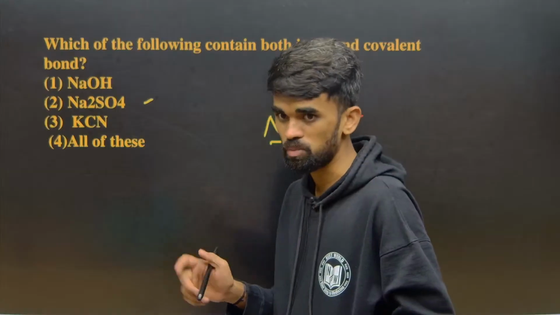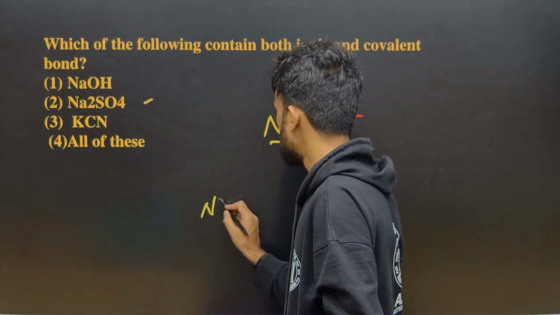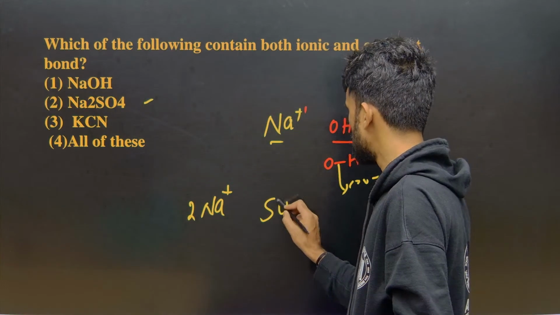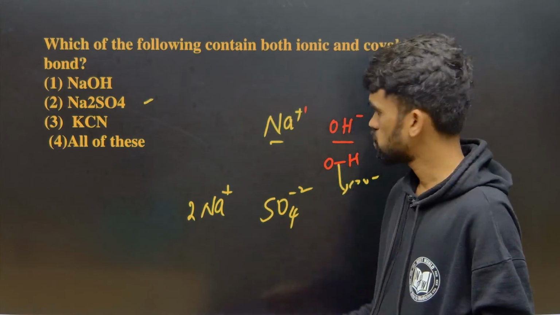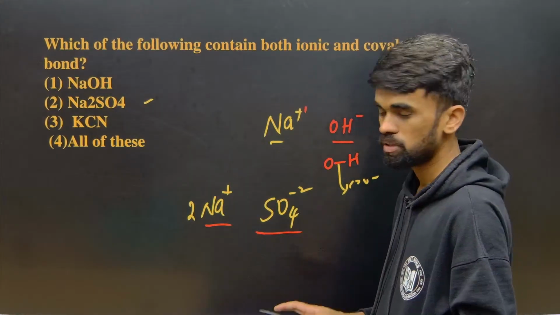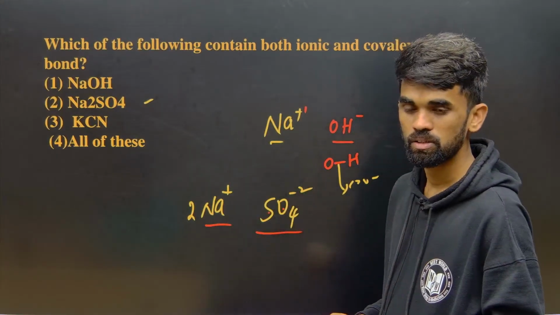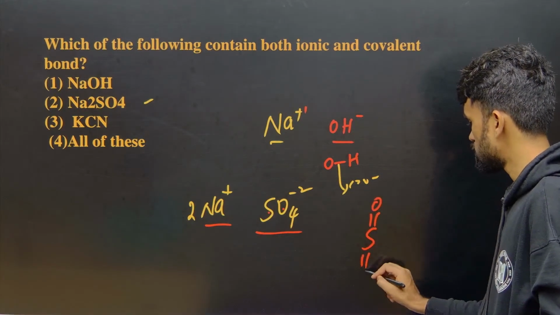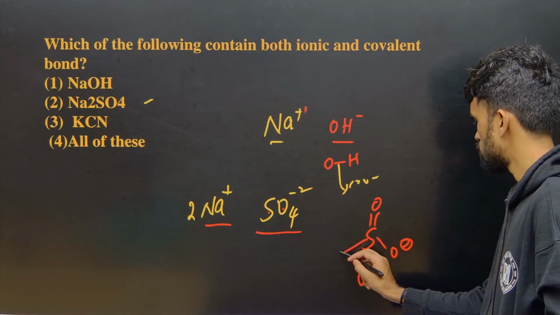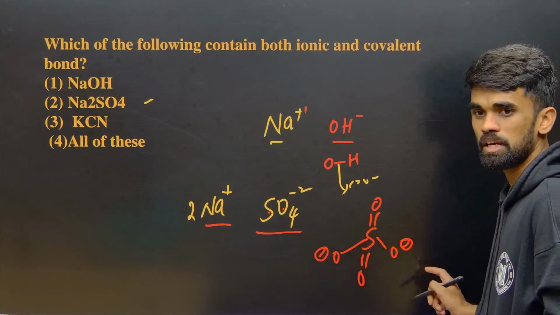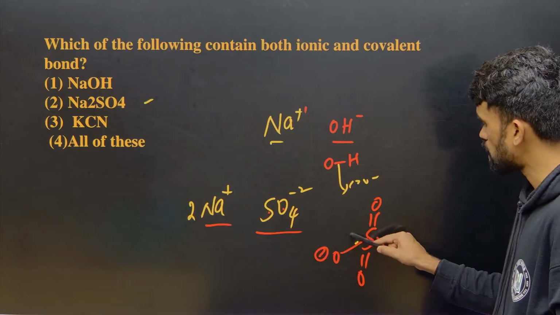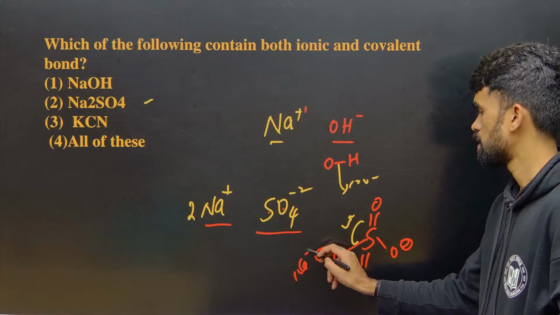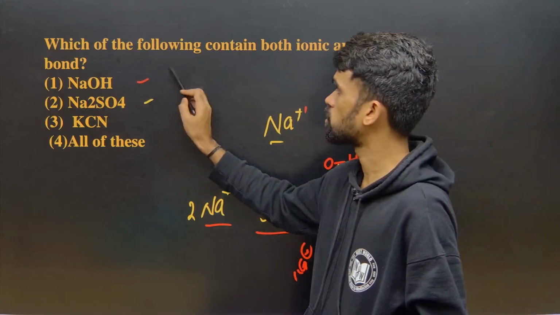Now tell me for the second option. So that is an ionic bond. See Na, how many Na are there? 2 Na plus, and sulfate 2 minus. So these are ionic. Now between sulfur and oxygen, covalent bonds are there. Here one sodium ion, here one sodium ion, like this. These are covalent, and these are ionic between Na and Cl. Okay, both have covalent and ionic.